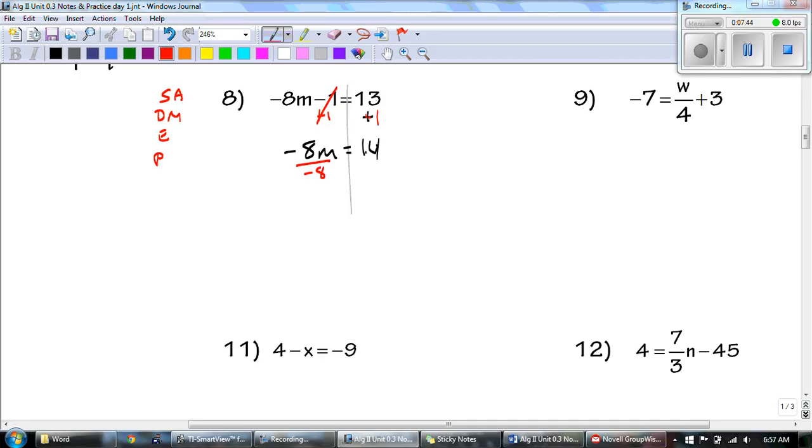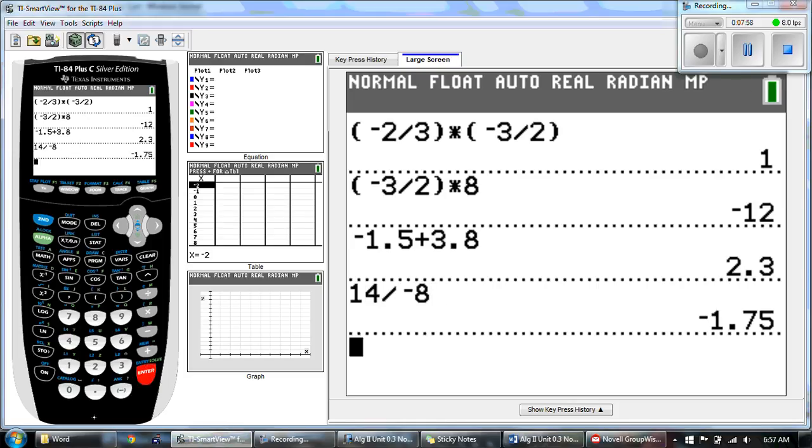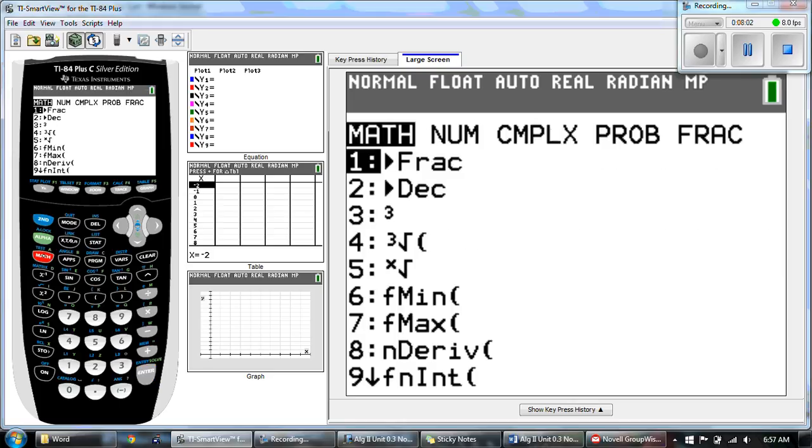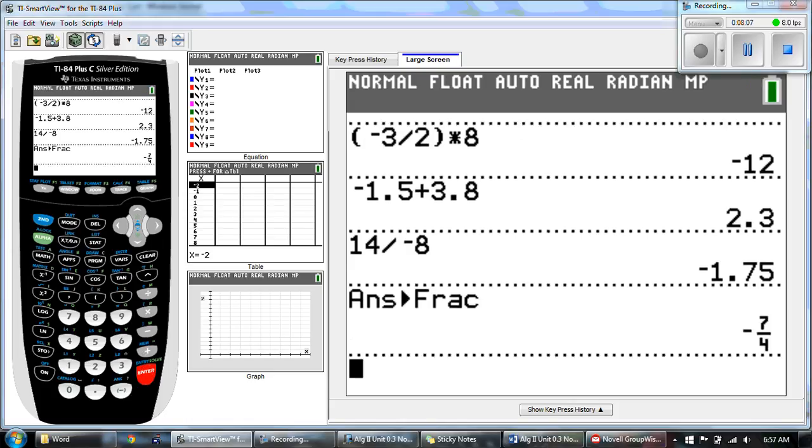And now I'm going to divide. So I took care of that, and now I'm going to divide. My negative 8's cancel. And we're doing 14 divided by negative 8. Okay, and I want the fraction. So I'm going to hit math, enter, enter, and that's going to give me negative 7/4.